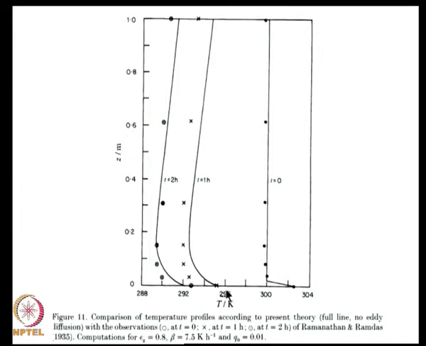But after about 1 hour, you can see immediately that the temperature profile has a minima at around a height of 10 centimeters. The agreement between observation and simulation is not perfect, but the shape of the curve is reproduced quite well. And at 2 hours, you can see that the temperature of the air near the ground is indeed lower than the surface temperature.